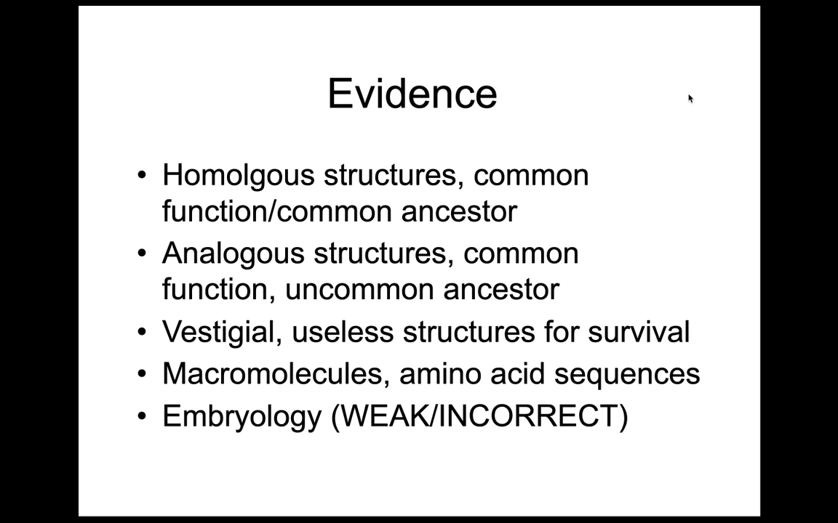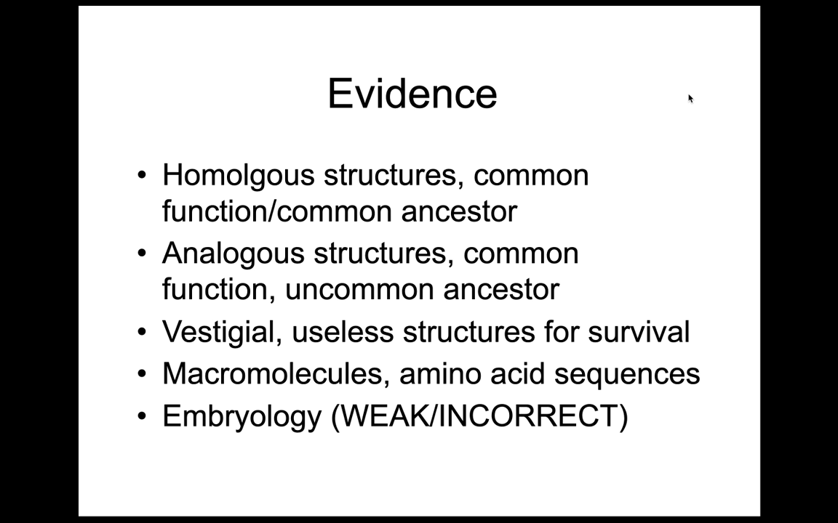Analogous structures are common function, uncommon ancestor. An example would be a bird wing and an insect wing. Both provide flight for the organism, so we have a common function, but the structure is very different. So that suggests an uncommon ancestor. A bird wing is made out of muscle, bone, feathers, tendons, and ligaments. The wing of an insect is almost like a modified skin piece that comes off the back, yet provides flight for the organism. Common function, but uncommon ancestor.